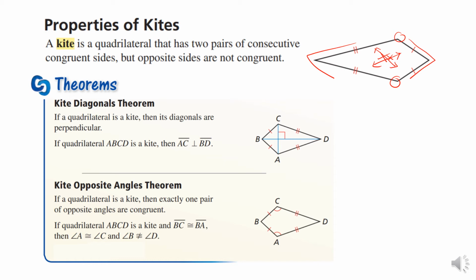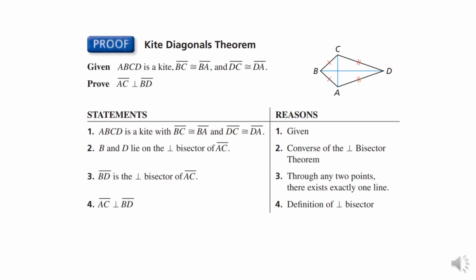Okay, so let's do a proof. Here's a proof of the kite diagonal theorem. You can look through this, push pause and read through it so that you can understand what they did with each step. If you have to go back and think about it, then go ahead and do that, okay?